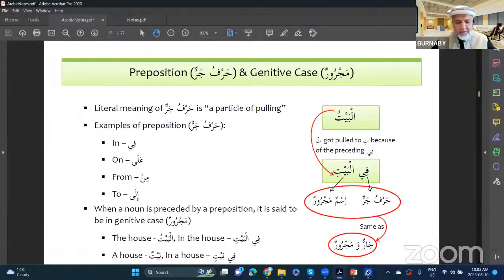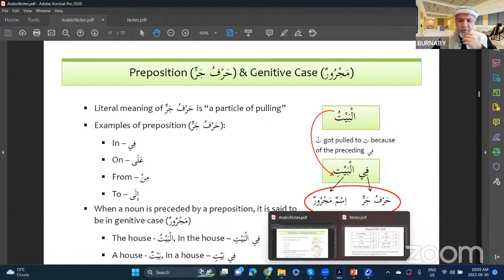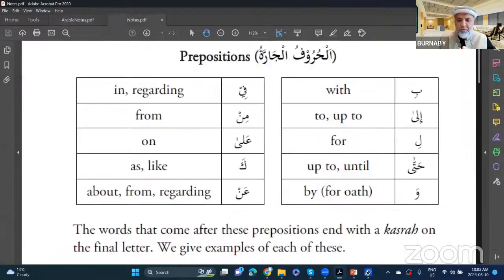What we have learned in the previous sessions, the focus is on the huruf-e-jara. And huruf-e-jara, when they combine with nouns, they make a compound, and that compound is known as murakkab-e-jari. So we know that there are a bunch of letters, and for example, you know these letters, some of them look like this.